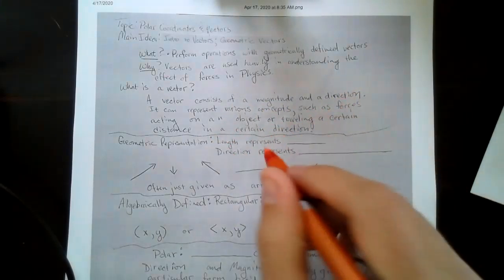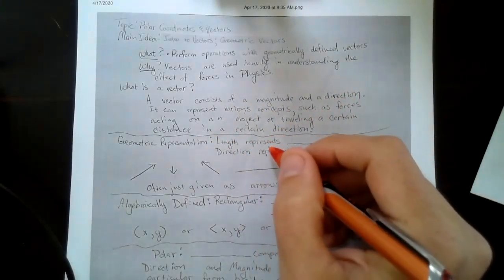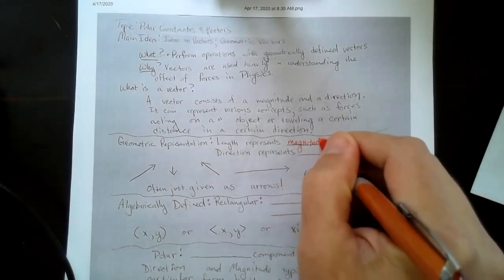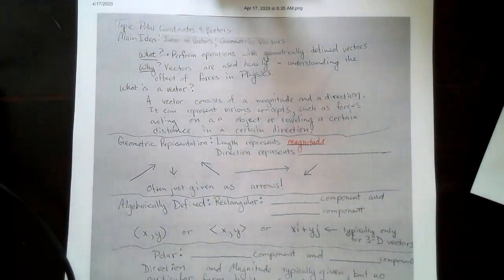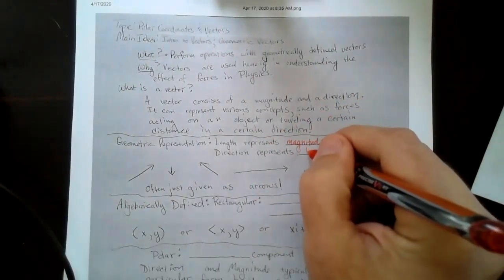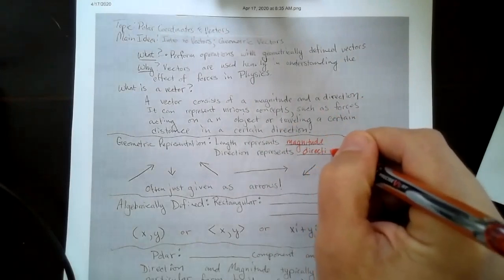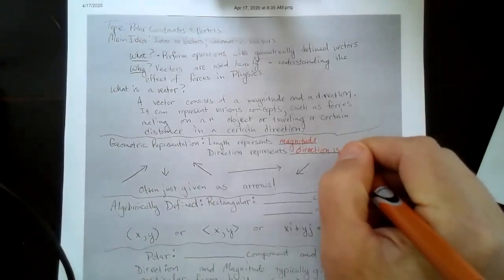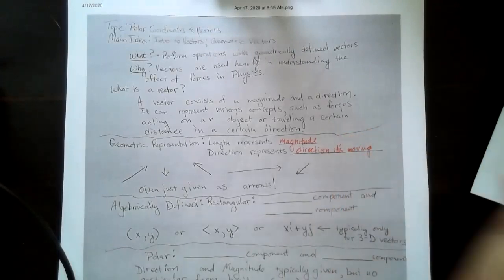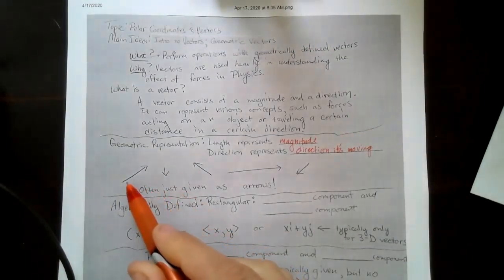Anyway, geometric representation. In that case, length represents the magnitude, or how strong it is. That could represent things like how fast something's traveling, the amount of force or velocity it has. Direction represents, really all I can say there is it's the direction it's headed, the direction it's moving. That's all there is to that. It just means it's headed that direction.